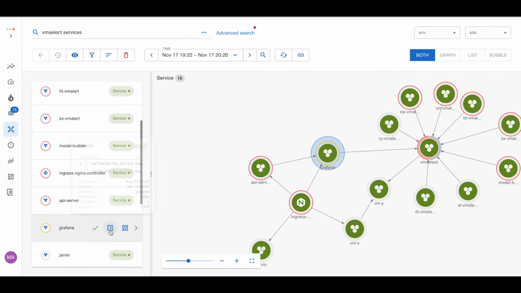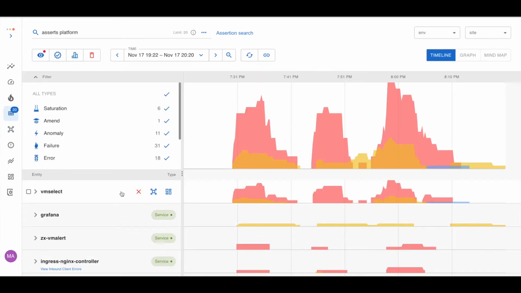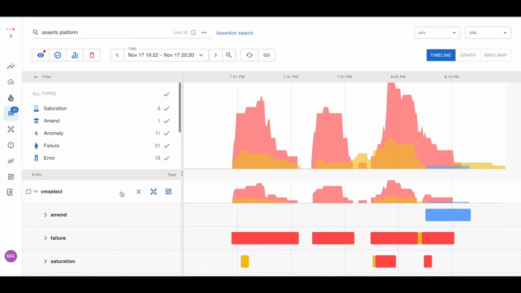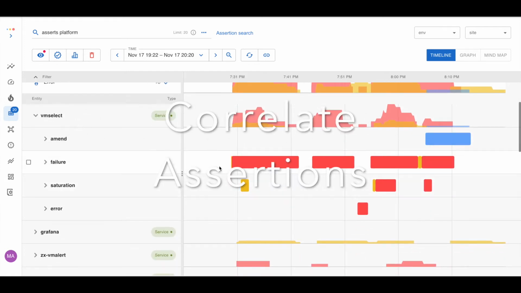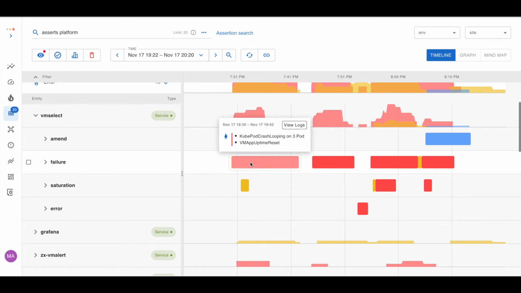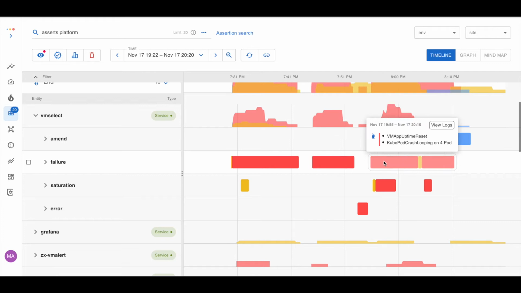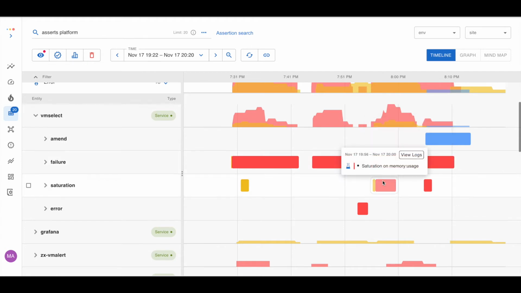We also noticed the Grafana service depends on VM Select to execute queries, and the requests to Grafana are coming from APS server and Nginx ingress controller, our external load balancer. We now wanted to look into the cause of the crash for the VM Select service, so we dived into the assertions firing on it. We noticed right around the time the failure assertions were recorded, there were memory saturation assertions.